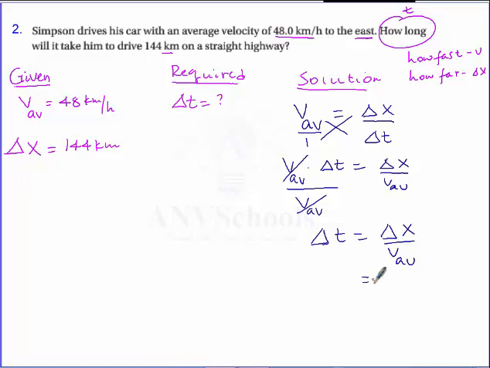The displacement is 144 km divided by 48 km per hour. Using a calculator, divide this and you will get 3 hours. That is the final answer. So if Simpson is driving at a speed of 48 km per hour, he needs 3 hours to cover a distance of 144 km.